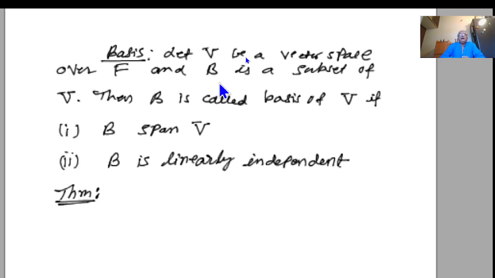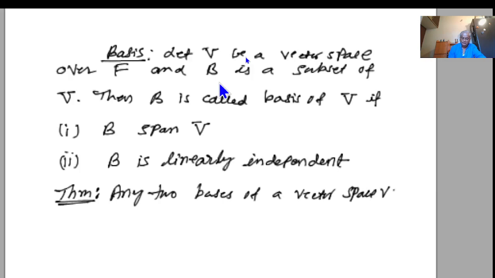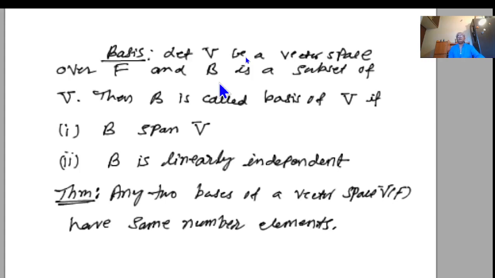Here we prove that any two bases of a vector space V have the same number of elements. The theorem is: any two bases of a vector space V over F have the same number of elements. Okay, so this is the theorem.